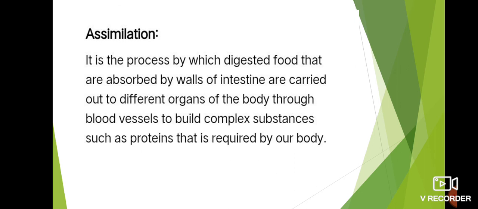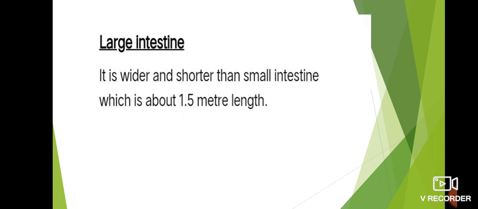Assimilation. It is the process by which digested food that is absorbed by the walls of the intestine is carried to different organs of the body through blood vessels to build complex substances such as proteins that are required by our body. The energy that is required by our body is obtained by breaking down glucose in the cells with the help of inhaled oxygen. The unabsorbed and undigested food passes into the large intestine.